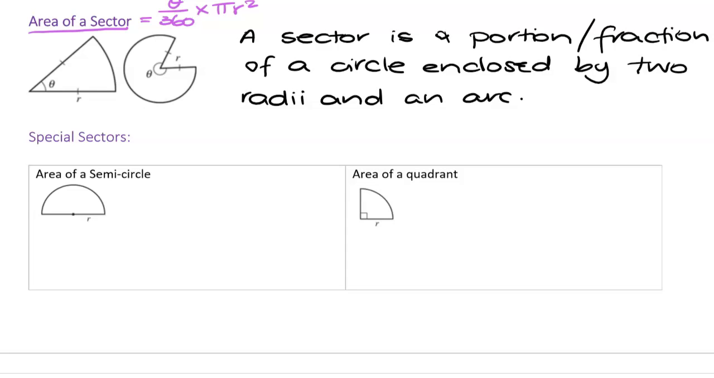So just for a couple of special sectors, we said a semicircle, well that was A was going to be a half times pi r squared. There's an invisible times sign in between the half and the pi r squared. And the area of a quadrant, well we know that 90 over 360 cancelled down to a quarter times pi r squared.